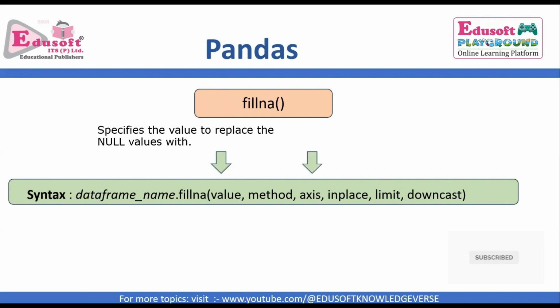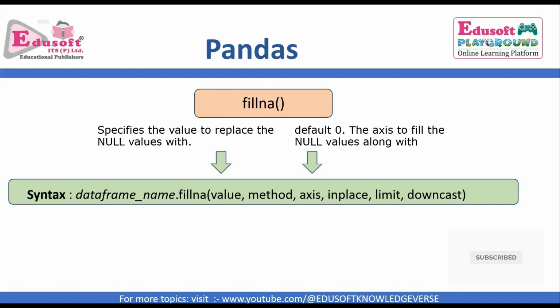The second most important parameter in this is axis. By default, your axis is equal to 0. It is the axis to fill the null values along. It means if you want to fill the null values along the column, for that you have to give axis equal to 1. If you want to fill the null values along the rows, you have to give axis equal to 0.